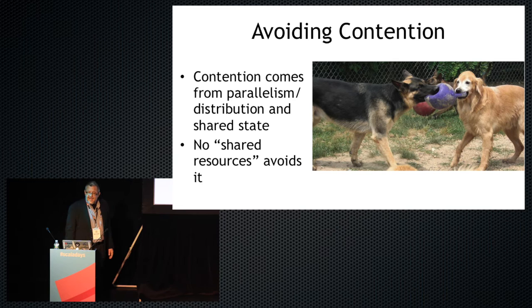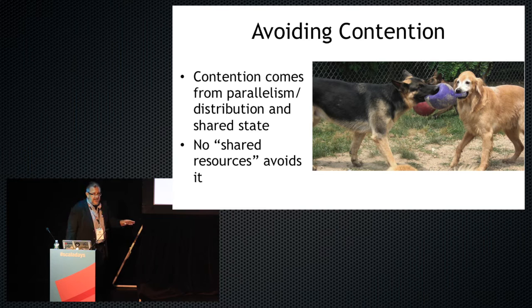So avoiding contention, fighting over a resource, in this case a ball. Contention comes from parallelism or distribution, and when you think about it, distribution is just parallelism in the large. We're going across multiple machines rather than multiple cores in a single CPU. And shared state. So you can parallelize all you want, and you will never have contention.